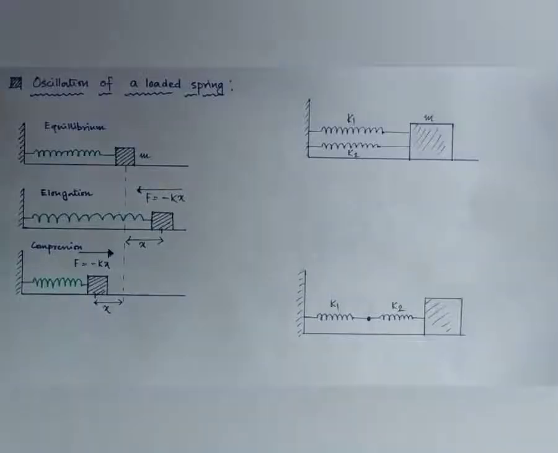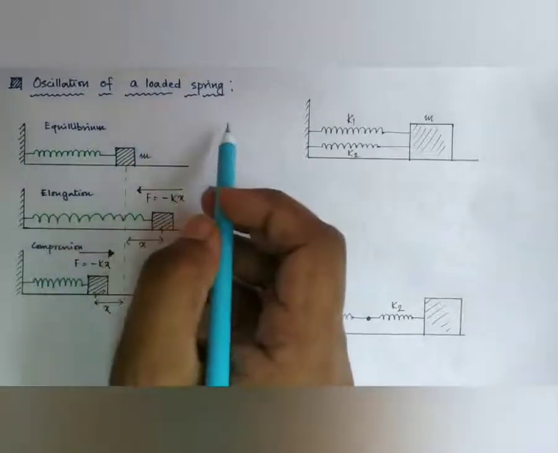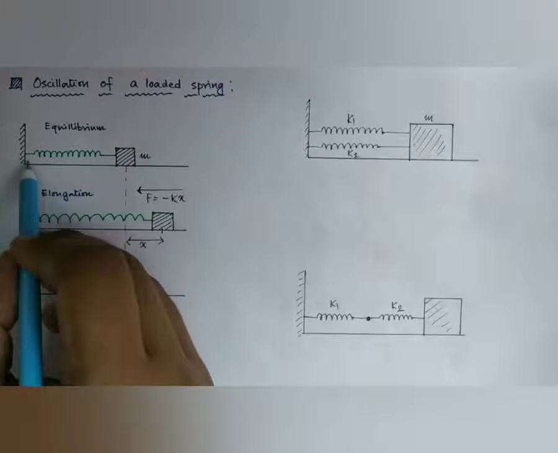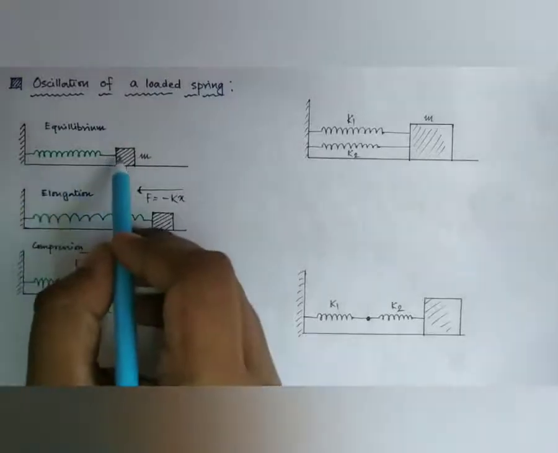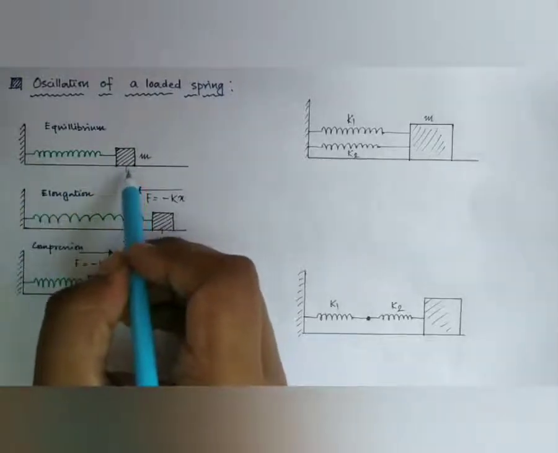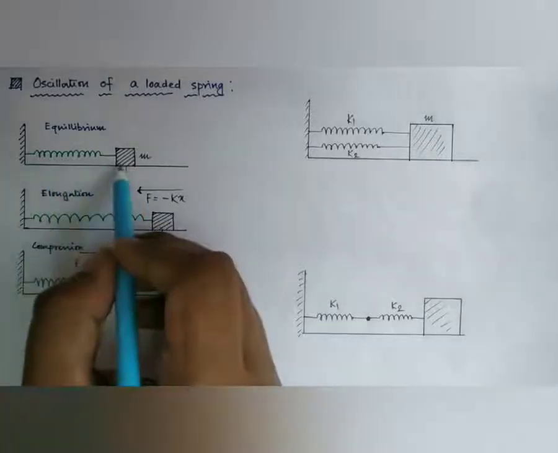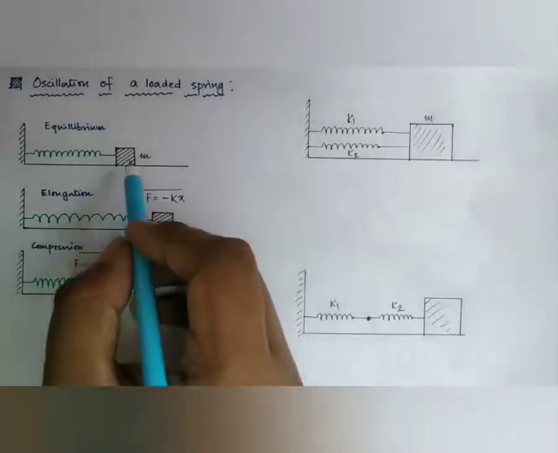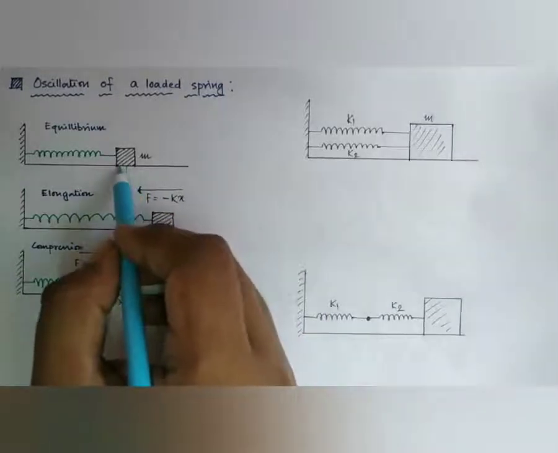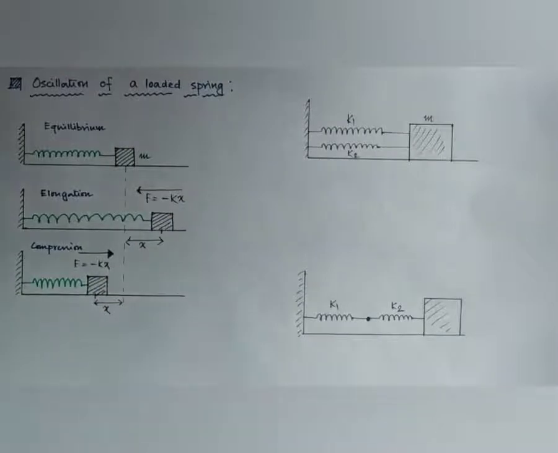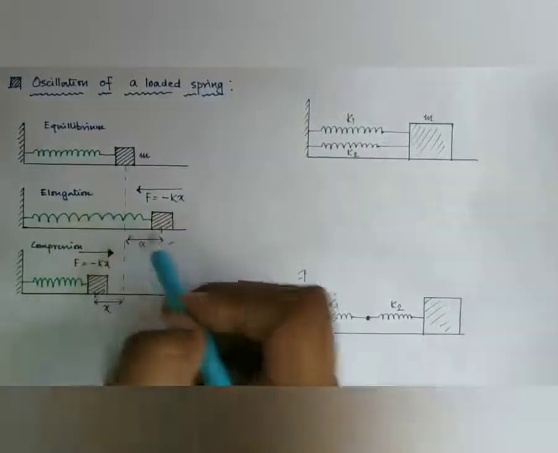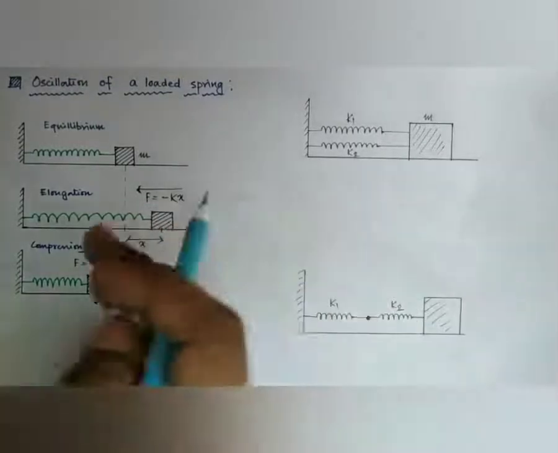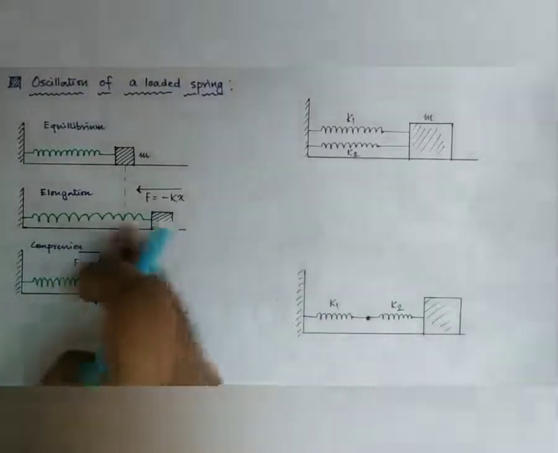Here we are going to discuss the oscillation of a loaded spring, that is a massless spring which is connected at one end to a rigid support and the other end is connected to a mass. Now at the equilibrium position, the total force was 0. Now if we pull the mass towards the right of this equilibrium position, then after pulling it towards right and then releasing, it will start a to and fro motion.